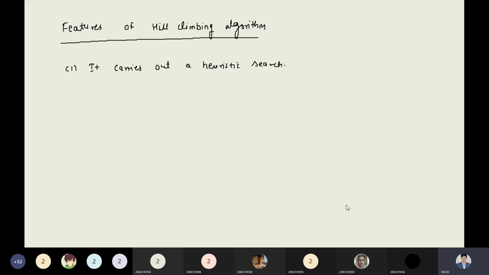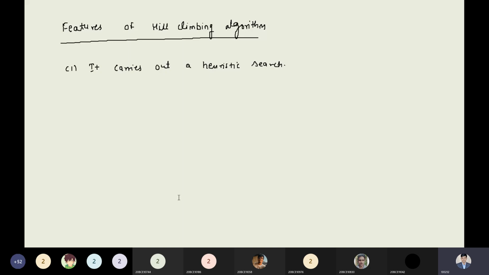Basically such an algorithm may not find the best or optimum solution. So for this problem, we have to use heuristic search. That is the reason we can say the hill climbing algorithm carries out a heuristic search, and it will give the best possible solution in a reasonable amount of time. So to save time, we can say this is one point.